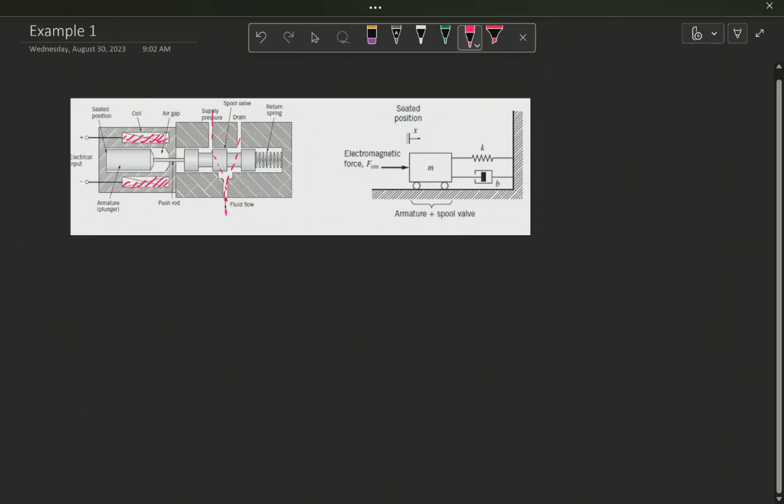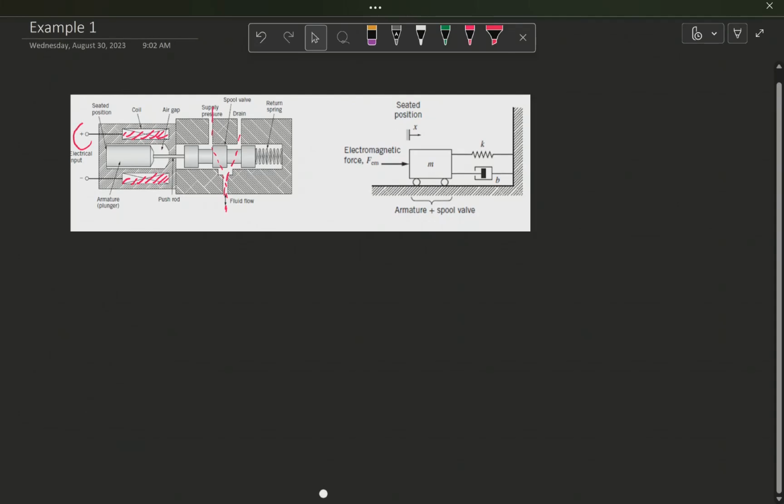Also, when the electrical input is removed, the electromagnetic force is removed, and the pushback spring is going to push the plunger, the spool, and the push rod all the way back to the seated position, which is on the left side of the device. We want to model this system using a 4-step approach.